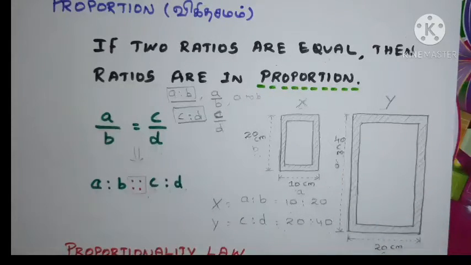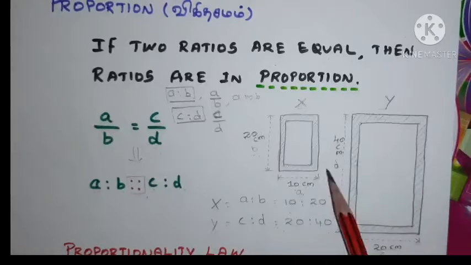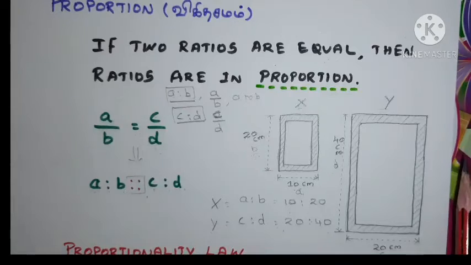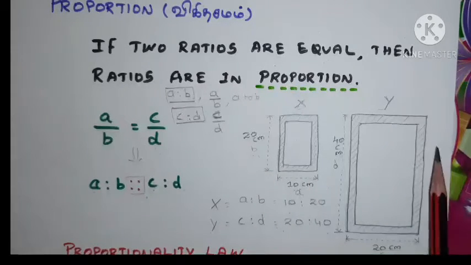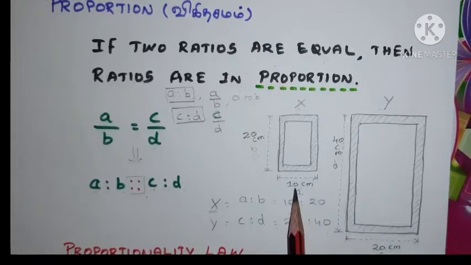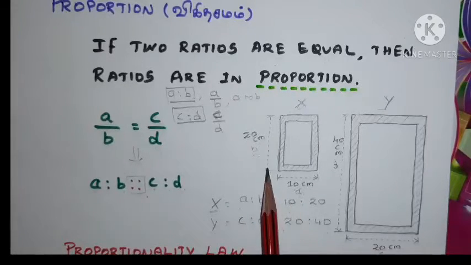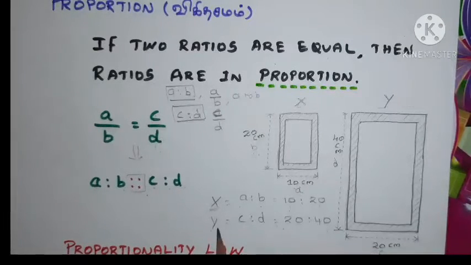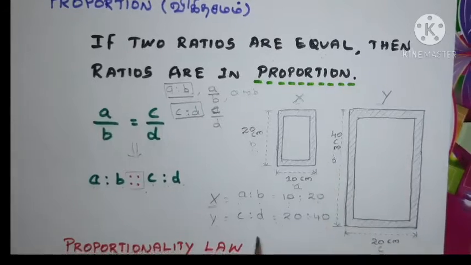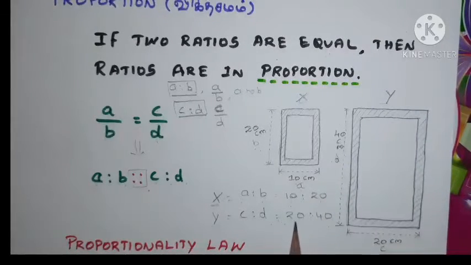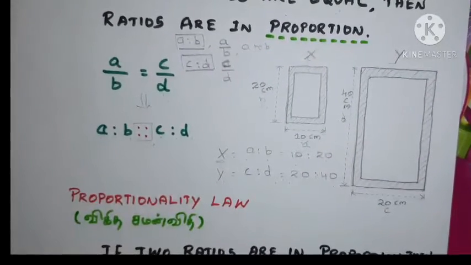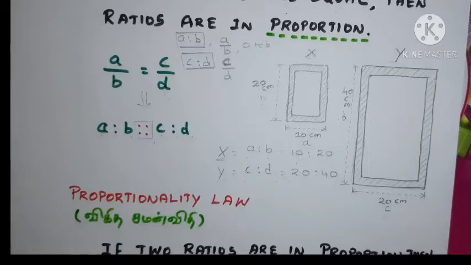Now I am going to write a ratio between width to height for both the frames, right? So for frame X, the ratio between width to height is A is to B. The value of A is 10, B is 20, so 10 is to 20. I have written the ratio, right? Next, for frame Y, the ratio between width to height is C is to D. So that can be written as 20 is to 40. Right? Understood?